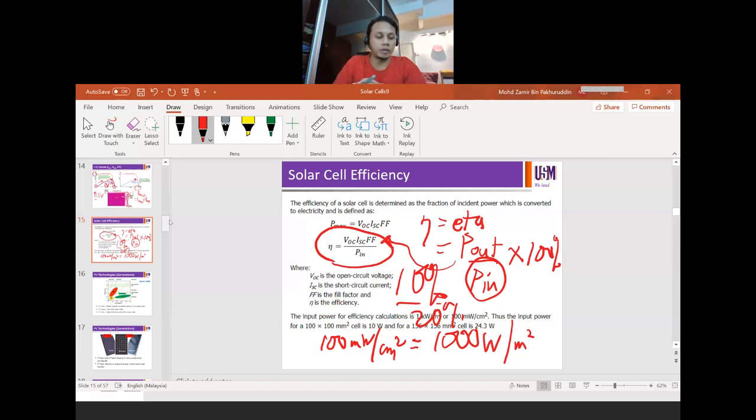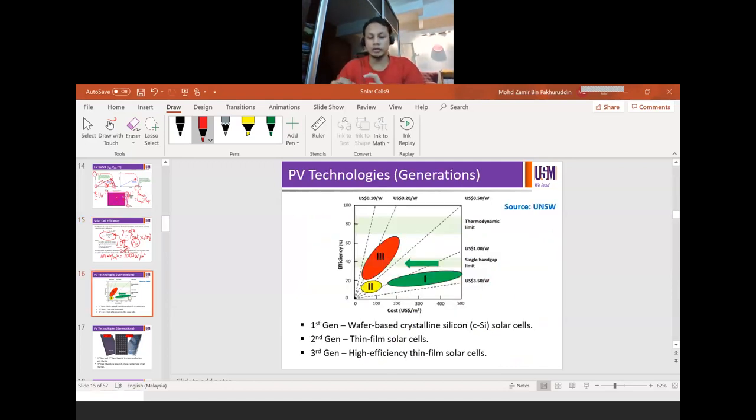So I'm just going to stop here. We're going to continue tomorrow with PV technologies generation 1, first gen, second gen, third gen, as presented by your friends before. So crystalline silicon, thin film silicon, amorphous, cadmium telluride, and others, right?